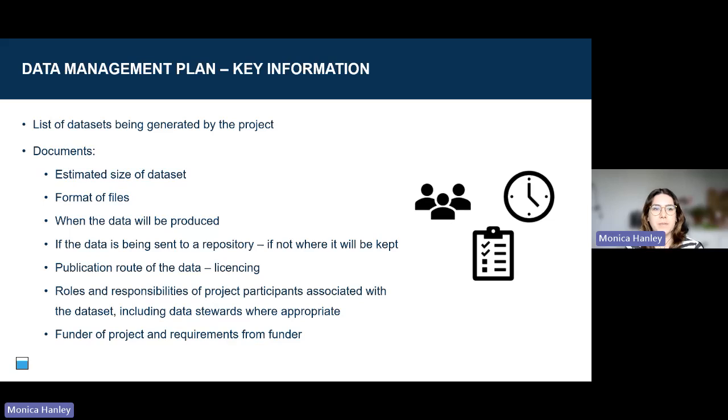Other key information to be included in a data management plan is a list of data sets being generated by the project. This list of data sets should document the estimated size of a data set, the format of any files, when the data will be produced, if the data is being sent to a repository and when, or if not, where it will be kept, the publication route of the data, including any licensing information, the roles and responsibilities of project participants associated with the data set, as I've already mentioned, including any data stewards wherever appropriate, and details on the funder of the project and any requirements from this funder.